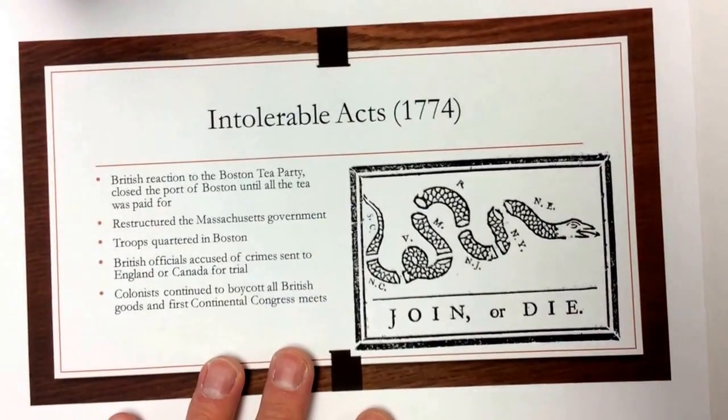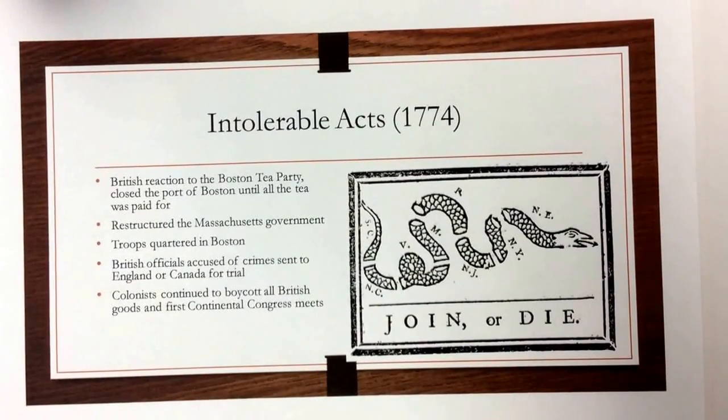So the final British act, before we get to the Declaration of Independence and the first battles of the Revolution, is that the British closed the port of Boston until all the tea was paid for. Sorry, I can't talk there. This is called the Intolerable Acts. Basically, it's going to force Boston into paying this $3 million fine without being able to make any money of their own. It's going to restructure the Massachusetts government to fit the British parliamentary look.